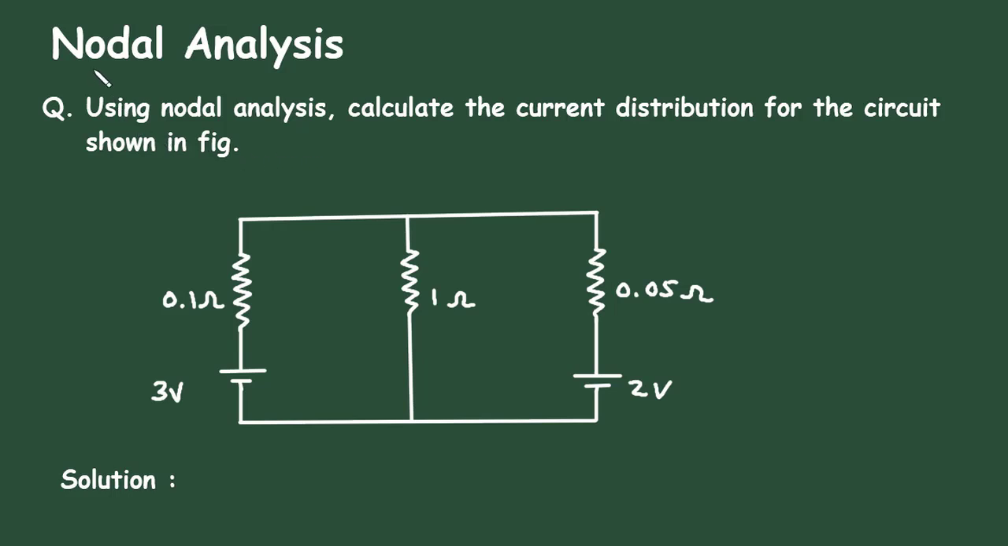Nodal analysis. Question: using nodal analysis, calculate the current distribution for the circuit shown in figure. Here in this circuit, we have to find the current through this 0.1 ohm resistor, this 1 ohm resistor, and this 0.05 ohm resistor by using nodal analysis.